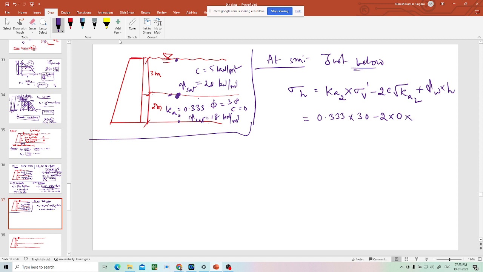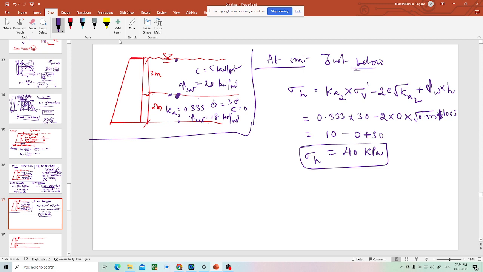There are some things which change, of course: friction angle and cohesion. Because of the friction angle, the Ka value changed. Because of the cohesion, this term will change. Now under root Ka will be under root 0.33, multiplied by 10 into 3. Sorry, plus. So can you tell me what 0.333 into 30 is? I hope it should be 10. Is it 10? Yes, sir. 10. Minus, it should be 0, plus 10 into 3, 30. So this time it is 40 kPa, sigma h at 3 meter.